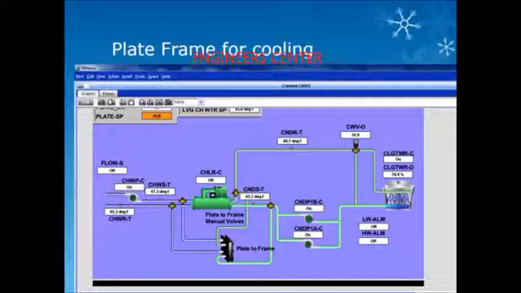That water is then pushed through the plate frame heat exchanger by the condenser pumps, and on the other side of that heat exchanger is the chilled water that is pushed through the heat exchanger by the chilled water pumps. That water is then pushed to the air handlers by the primary chilled water pumps, or in some systems a secondary chilled water pump, just depending on how your system is configured.